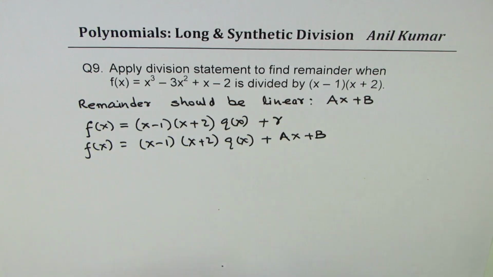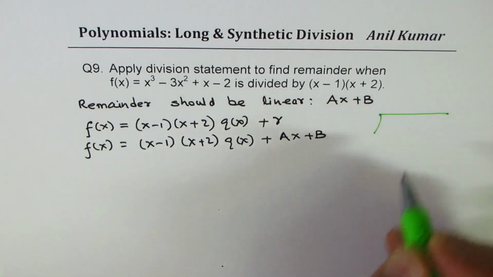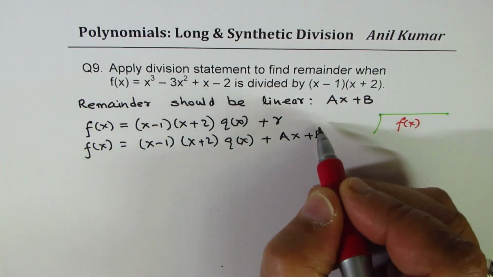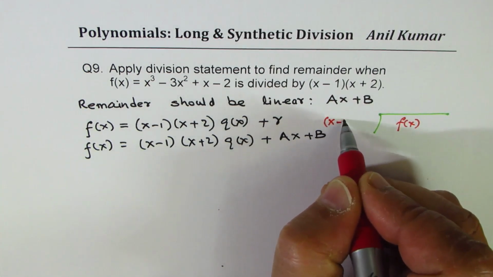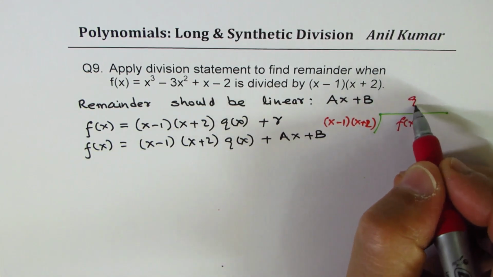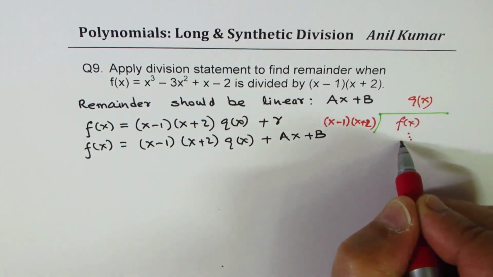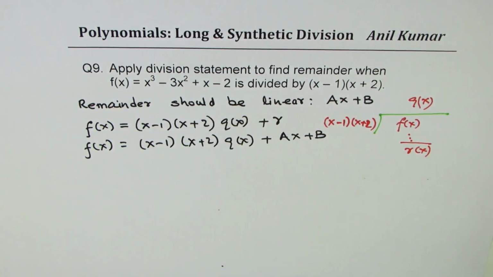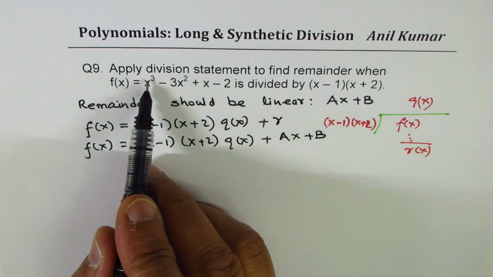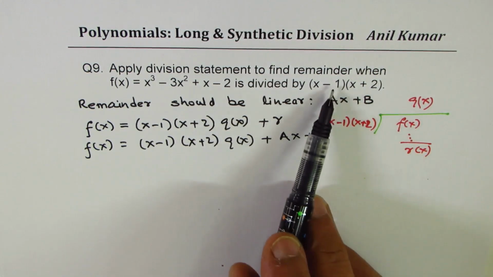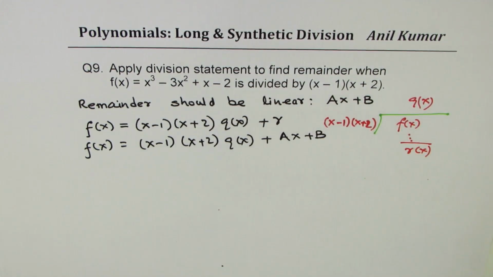So what we are trying to say here is that when we divide this function f of x by the product x minus 1 times x plus 2, we get some quotient q of x and remainder r of x. This remainder should be linear since the function is cubic and the divisor is order 2, right? So one less than the divisor. Perfect. So that is what it is.